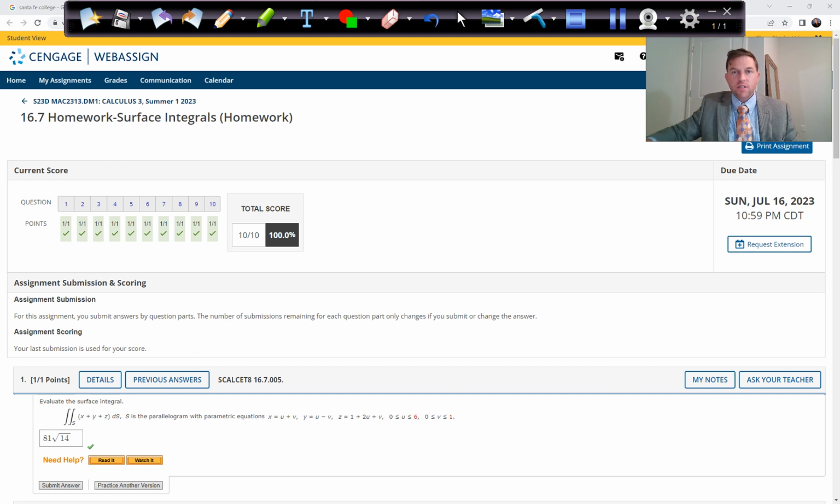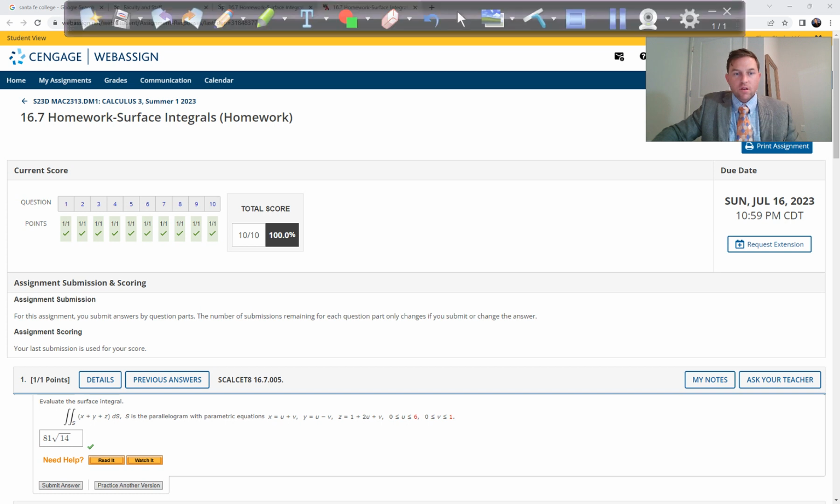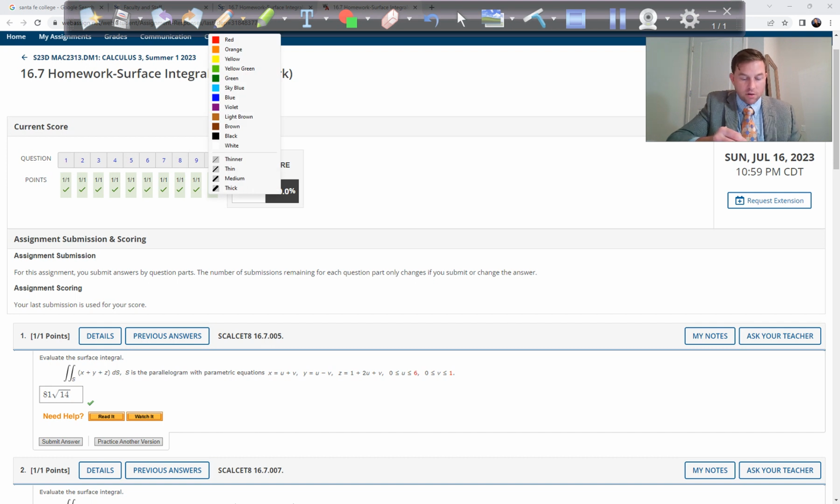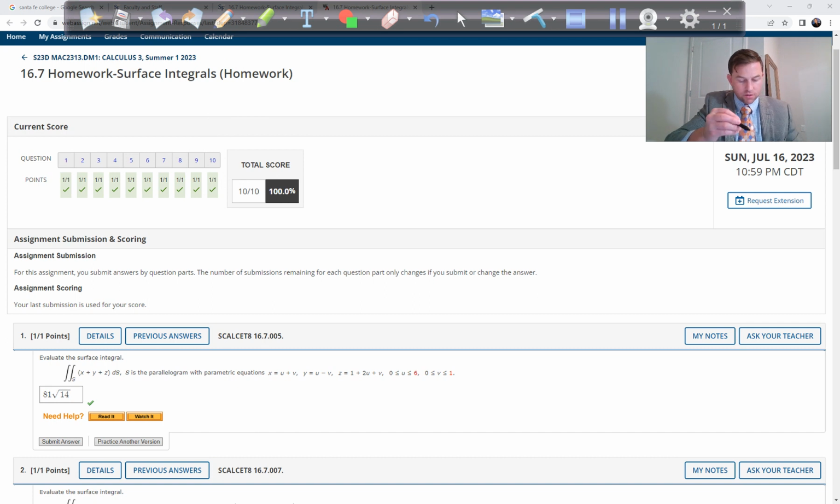In Chapter 16, Section 7, we're going to look at surface integrals. In the first problem, we have a surface integral of the function x plus y plus z with respect to a differential surface element dS, and then we're given parametric equations to replace this with. It says x equals u plus v, y equals u minus v, z equals 1 plus 2u plus v, and then it gives us bounds on u and v.